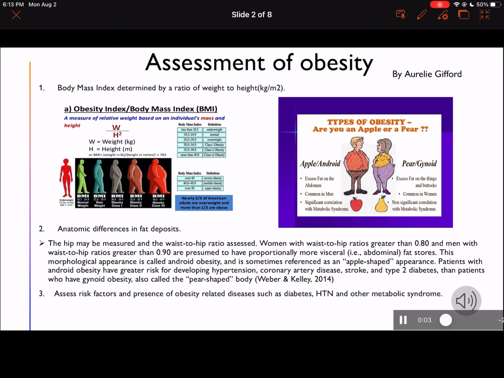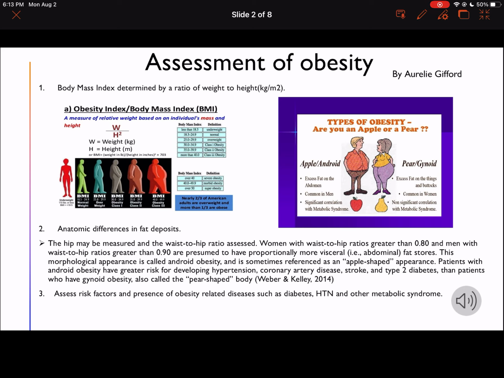Obesity can be assessed using the body mass index. Basically, the BMI is a ratio of the weight to the height. So a patient comes into the clinic, you take the patient's weight in kilograms and you divide that by the height in meters squared. If the BMI is greater than 30.0, we will classify the patient as having class 1 obesity. If the patient's BMI is greater than 40, we will classify the patient as having class 3 obesity or morbid obesity.